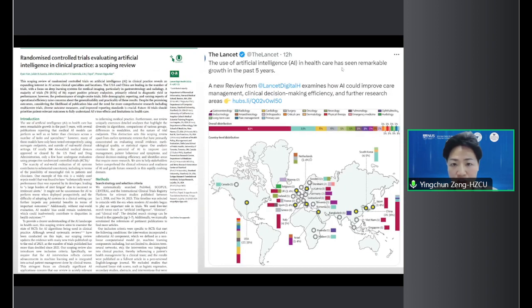Yesterday, I read an article from The Lancet Digital Health. From this graph, we can see AR in healthcare has sharply increased in the recent 5 years. The leading countries are the USA and China. The USA has 27 trials, RCTs, and China has 26. I also see Singapore has a trial as well. The majority of these trials are in care management and clinical decision making.